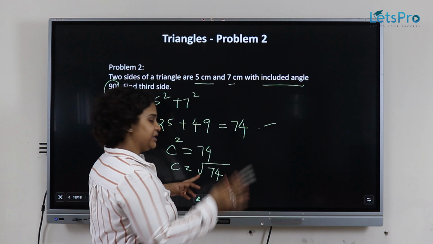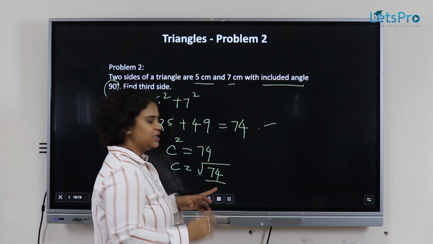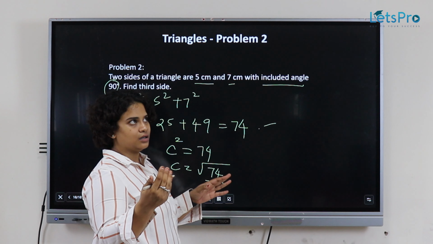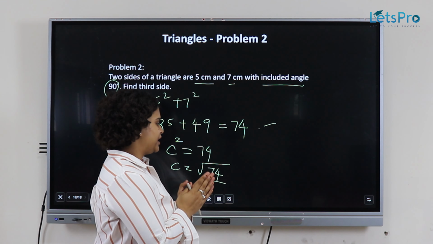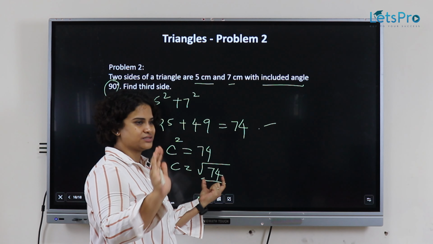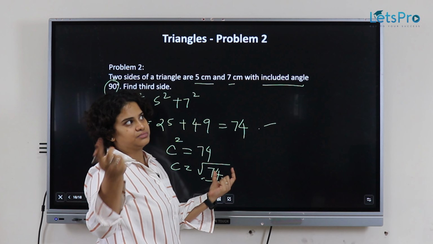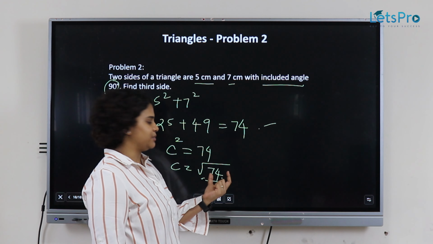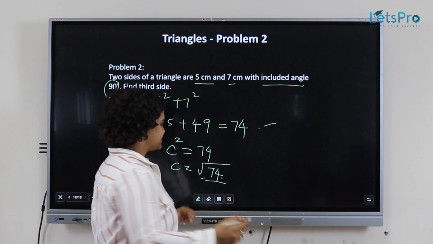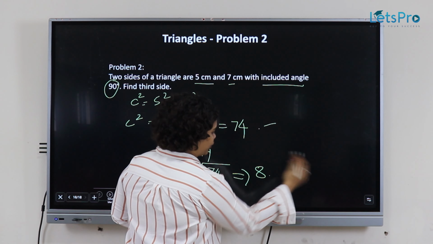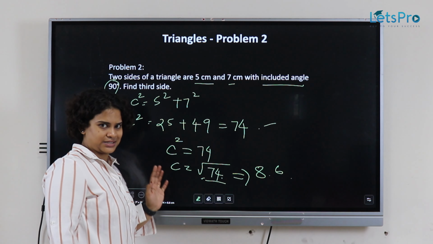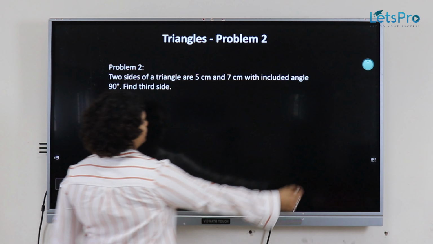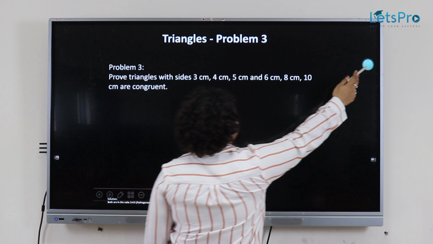See, the nearest square is what? 64. And the next square is 81, right? So it will belong somewhere in between. Which one is it closer to? It is much closer to 81, so it means it is above 8.5, so around 8.6, okay? Round it off to so much. So much is understood, I hope. Next, let's go to the next one.